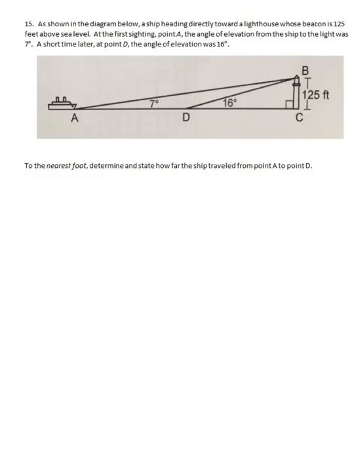Okay, last one. As shown in the diagram below, a ship is heading directly toward a lighthouse whose beacon is 125 feet above sea level. At the first sighting, point A, the angle of elevation from the ship to the light was 7 degrees. A short time later, at point D, the angle of elevation was 16 degrees. To the nearest foot, determine and state how far the ship traveled from point A to point D. So I'm looking for this variable right here, the length of this side. Okay, that is a part of this oblique triangle here.